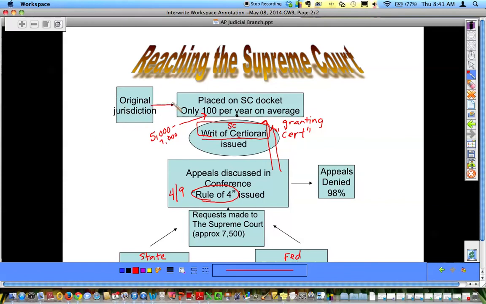If a case goes through this way, this is called original jurisdiction. Remember, the Supreme Court has original and appellate. This process is called appellate. If a court case starts in the United States Supreme Court, it usually deals with something as a state versus a state, or if an ambassador is involved, or the consulates. And so those are the two things the Constitution says in Article 3 that automatically start there. Everything else works its way up through the courts.